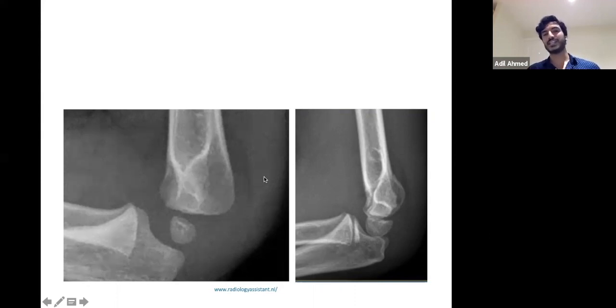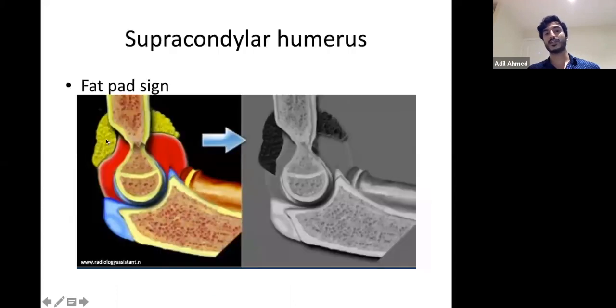That would be an indication that there potentially has been an intra-articular fracture. And the reason for that is because that blood clot, that hemarthrosis, has displaced those fat pads we mentioned away from where they should be sitting in their appropriate fossas.